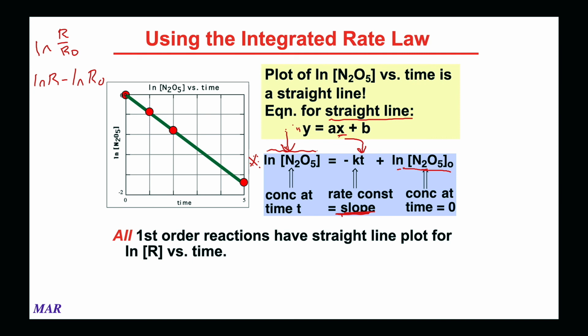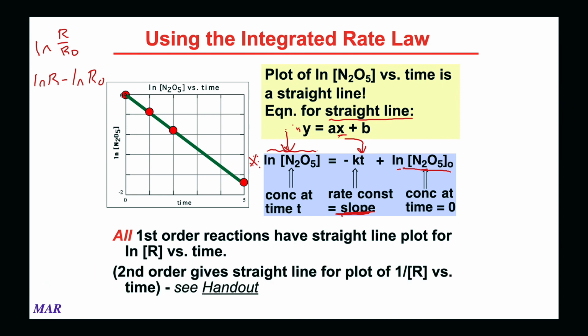All first-order reactants will obey this kind of behavior. So all those first-order reactions, if you plot the natural log of the reactant concentration versus time, you should get a straight line. And the straight line slope is related to k, and the straight line y-intercept is related to the amount you started with. So you can actually confirm or figure out how much you started with. You can get the rate constant k. Oh man, that's pretty cool.